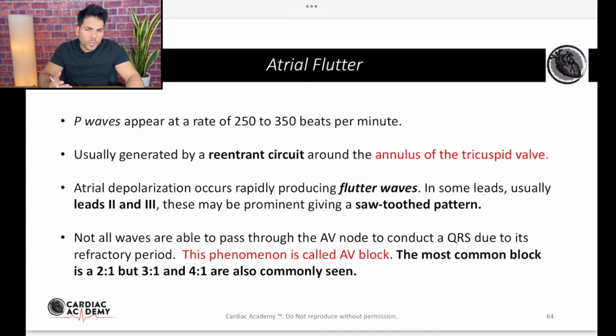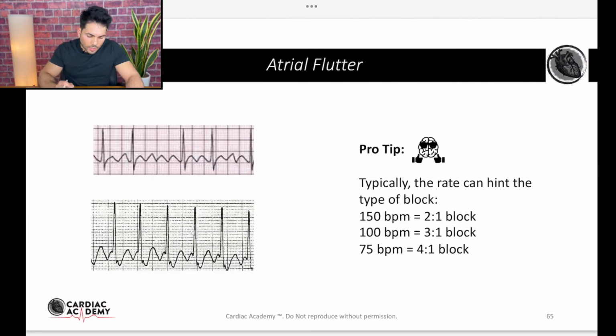And you're also going to see varying degrees of AV block. In A. Flutter, all of these depolarizations are trying to make it through the AV node, but because there's a refractory period, not all of them are able to make it through. The most common type of AV block is 2 to 1, but you can also see 3 to 1 and 4 to 1. So here we can see an example of that.